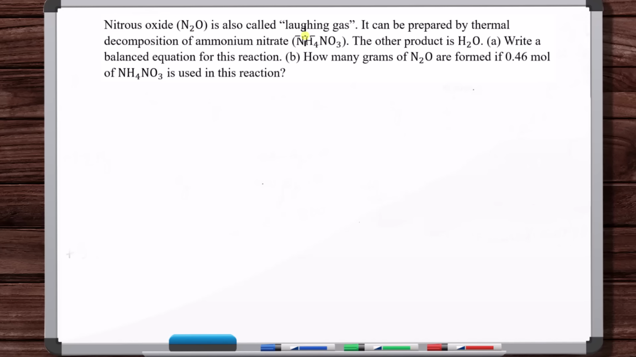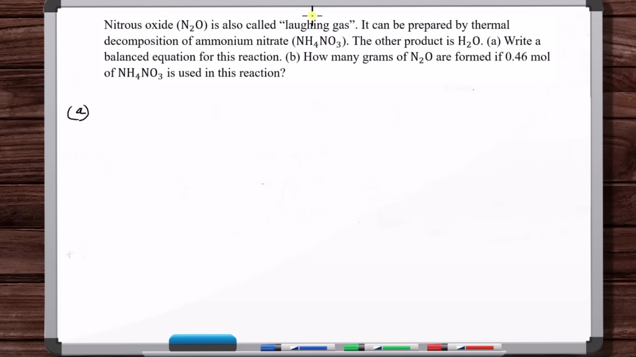Nitrous oxide, also known as laughing gas, can be prepared by thermal decomposition of ammonium nitrate. The other product is H2O. Write a balanced equation for this reaction. Okay, so let's just do part A, write a balanced equation.